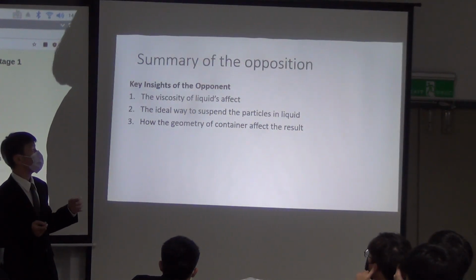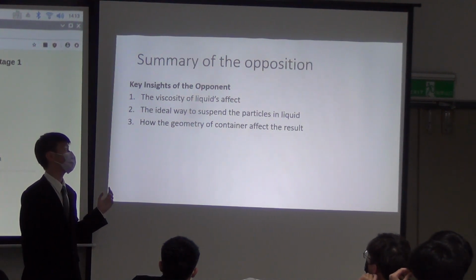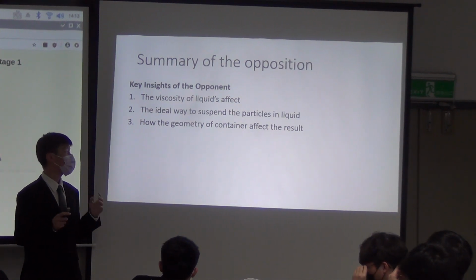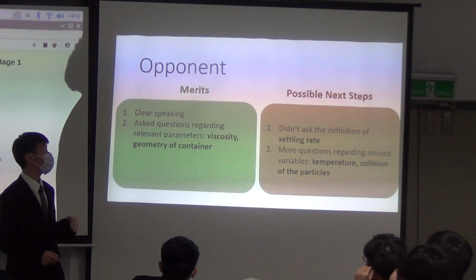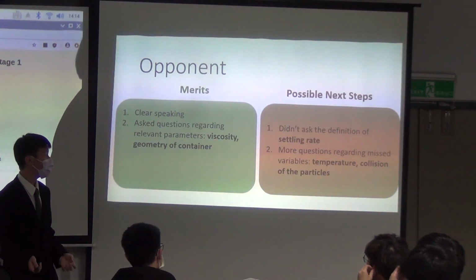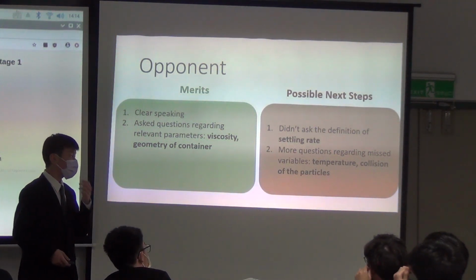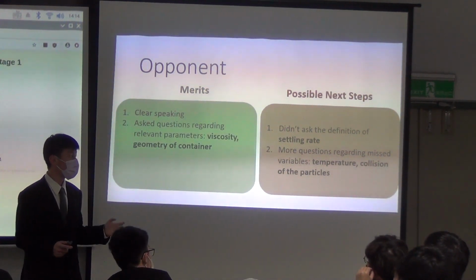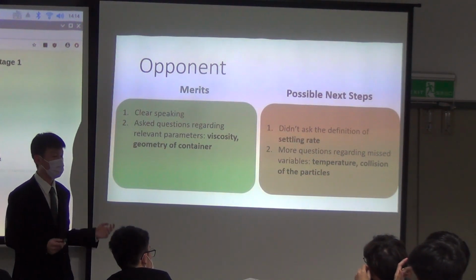And the summary of the observation is that the key insights of the opponent are, first, the viscosity of the liquid's effects, second, the ideal way to suspend the particles in liquid, and third, how the geometry of the container affects the results. As for the opponent's parts, the merits are, first, they speak clearly, and second, they ask questions regarding relevant parameters like the viscosity and geometry of the container. As possible next steps, first, they didn't ask for the definition of the settling rates that the problem statement needs, and second, more questions regarding variables like temperature and collision of the particles.